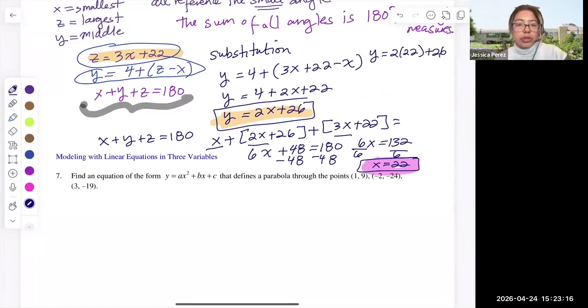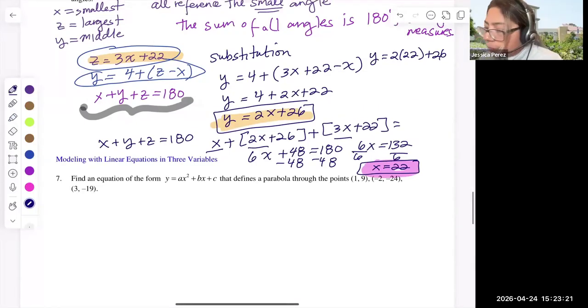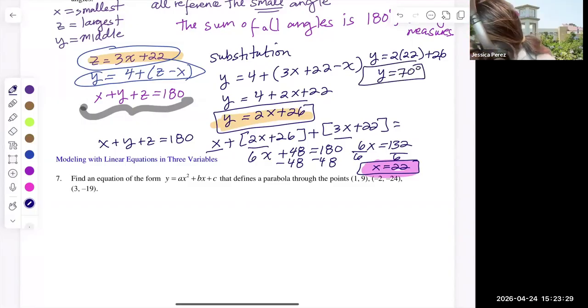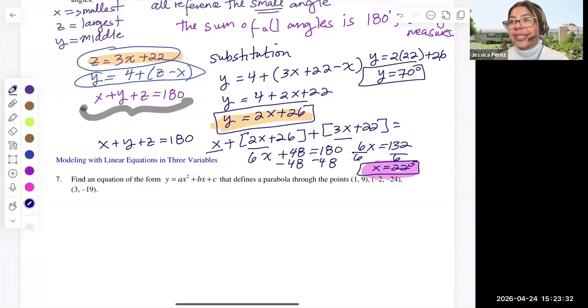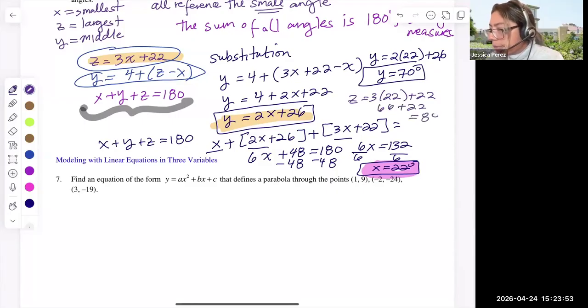If I multiply 2 times 22, that's 44. 44 plus 26 is 70. So y equals 70 degrees. Notice that all of these are degrees. They do represent angles, so we want to make sure that we are writing them accordingly. And then, of course, the largest, z, is going to be 3 times 22 plus 22. So 3 times 22 is 66. 66 plus 22 is 88 degrees.